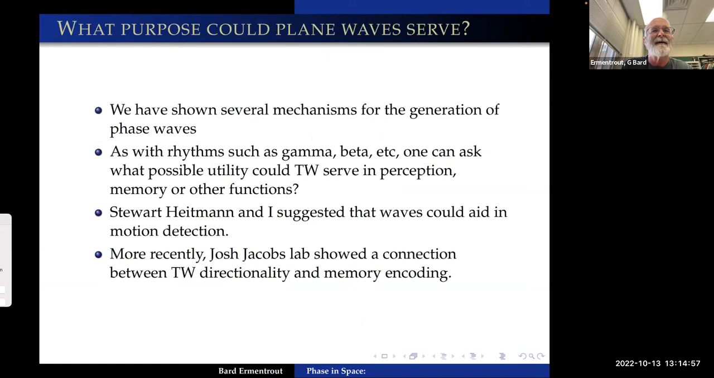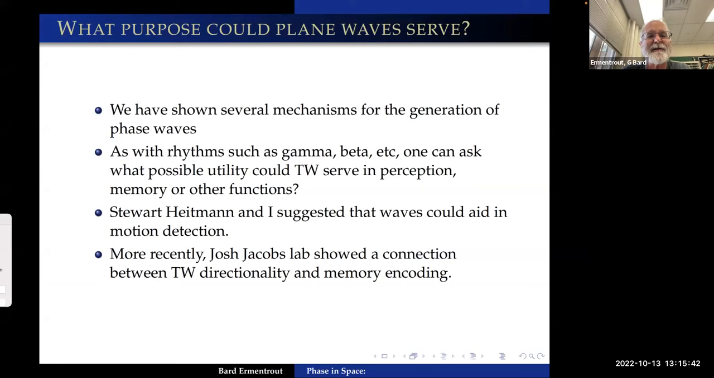So now I want to turn back to biology and ask a question: what purpose could plane waves serve? Why would we care about plane waves? I've shown several mechanisms for the generation of phase waves. Rotating waves far enough out look like plane waves. As with rhythms such as gamma and beta, one can ask what possible utility traveling waves could serve in perception, memory, or other functions. A couple of years ago, Stuart Heitman, a postdoc of mine, and I suggested that waves could aid in motion detection. And more recently, the Josh Jacobs lab has shown a connection between traveling wave directionality and memory encoding.